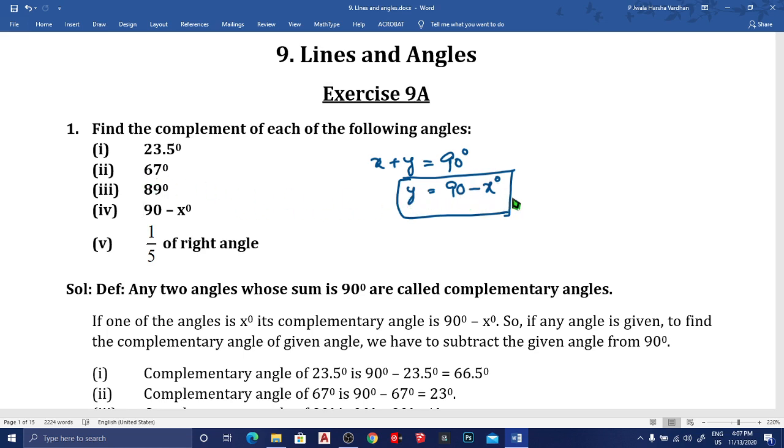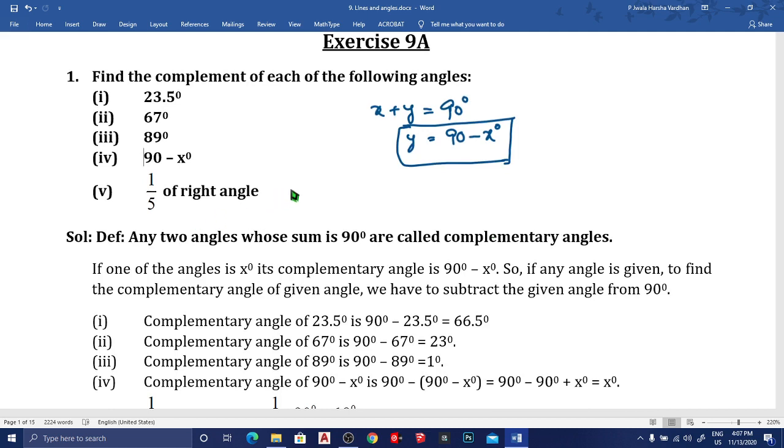Like that, 67 means 90 minus 67 is the complementary angle, and 89 means 90 minus 89. Like that, you have to find the complementary angle of the given angle. You have to remember this as the formula. So what is the definition? Any two angles whose sum is 90 degrees are called complementary angles. If one of the angles is x degrees, its complementary angle is 90 minus x degrees.